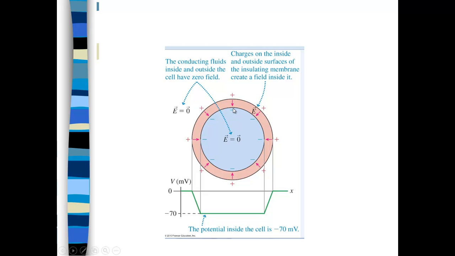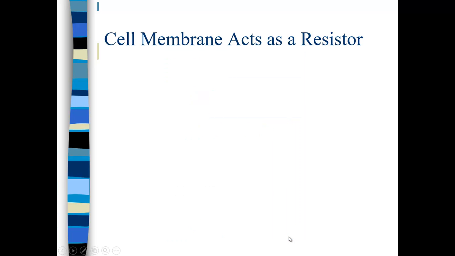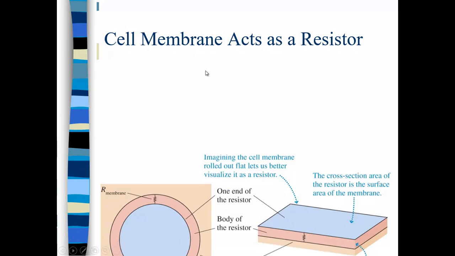And so because you have this net electrical potential, the potential inside the cell is, at this point, negative, and outside the cell is positive. And so the potential inside the cell is negative 70 millivolts. Okay. The cell membrane actually acts as a resistor.